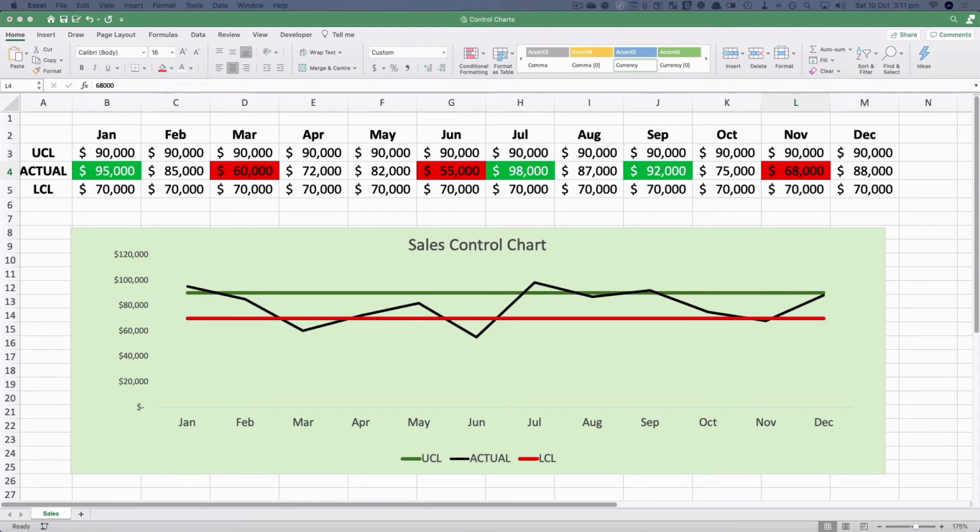And in what's going on here, we can say that between these two lines, the upper control limit in green, the lower control limit in red, whatever happens between those lines, providing it doesn't bounce out, we can live with. So these are our variances. Okay, anything outside of that, up or down, we need to be investigating that.